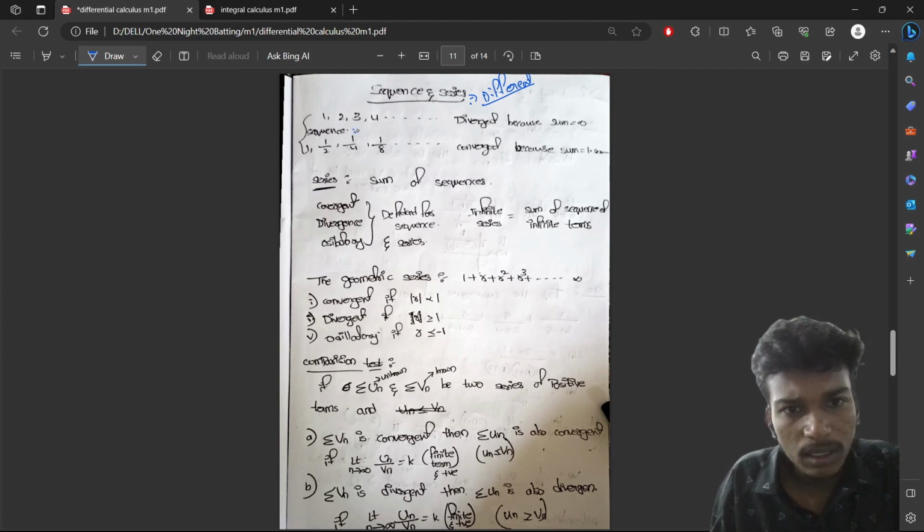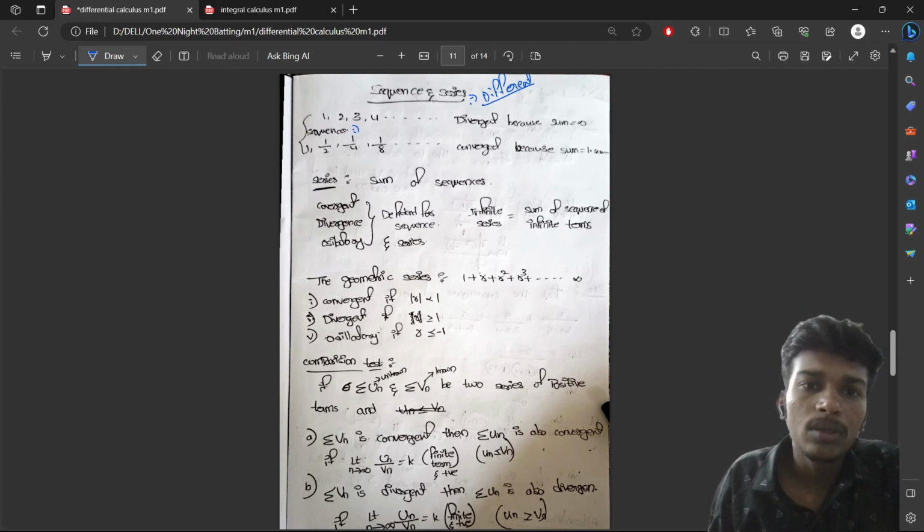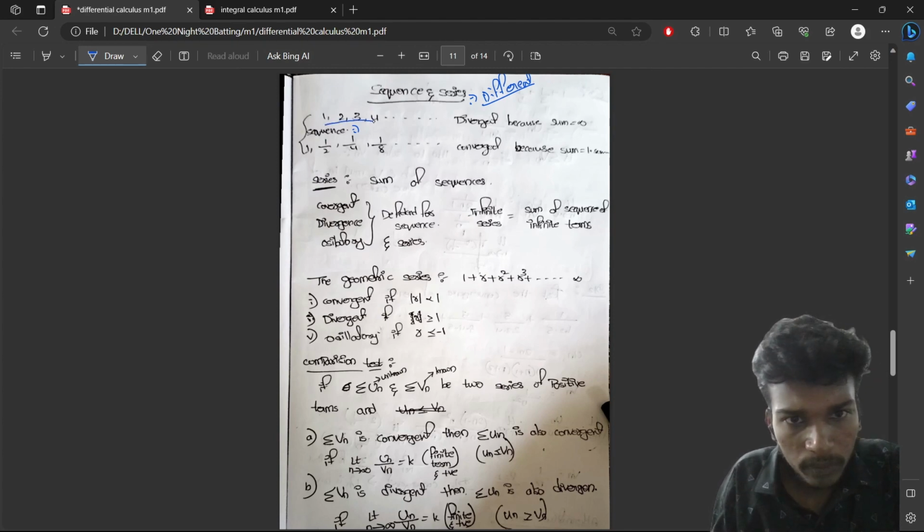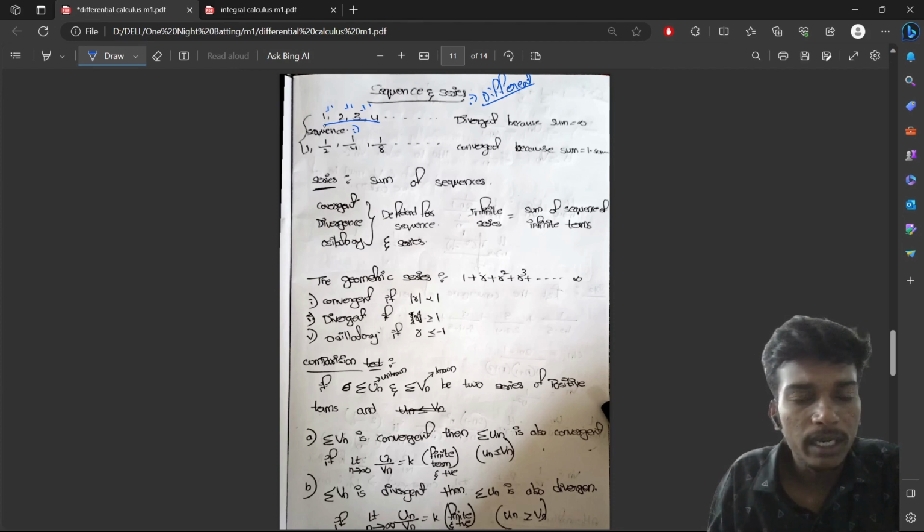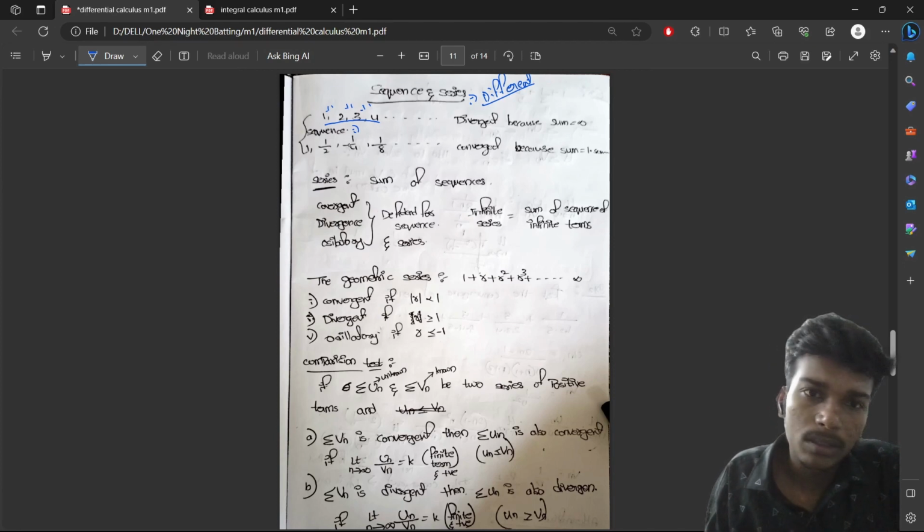A sequence is a group of terms which have a certain order. Like these, they are following a certain order: 1 plus 1, 2, 2 plus 1, 3, 3 plus 1, 4. They are following a particular order. So this type of group with a certain order is known as a sequence.